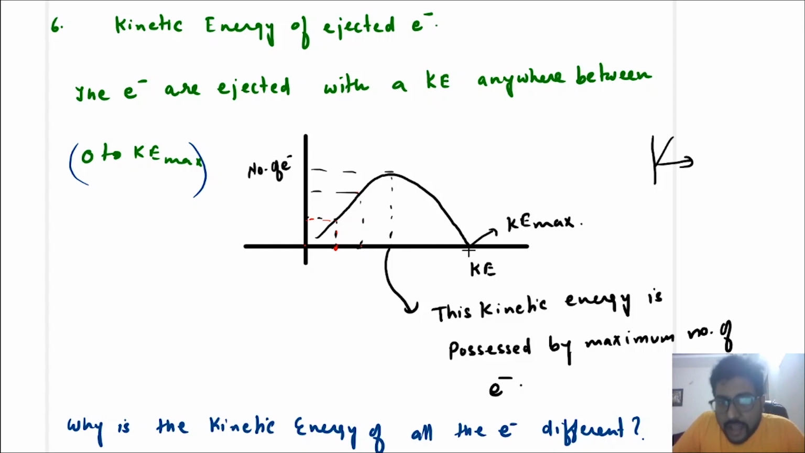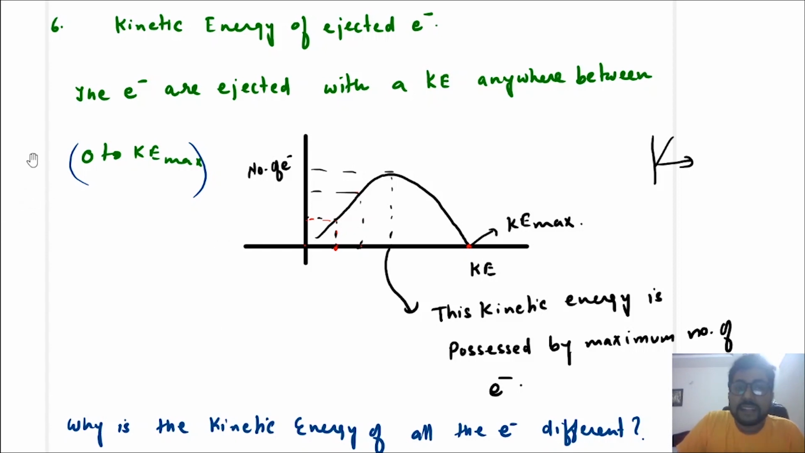I have drawn it like this because hardly any electron will be coming out with KEmax. That is why I have shown the number of electrons at KEmax to be 0. Means at KEmax the number of electrons becomes 0.